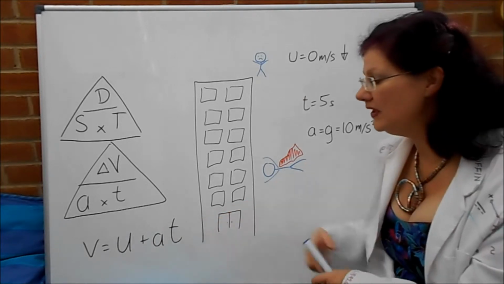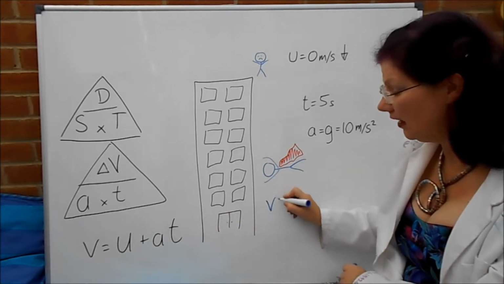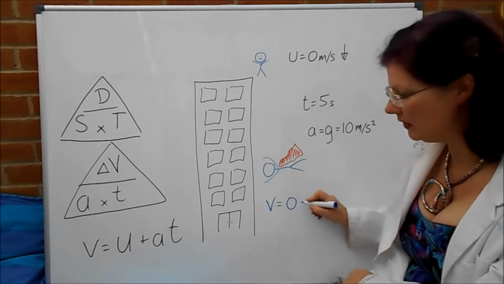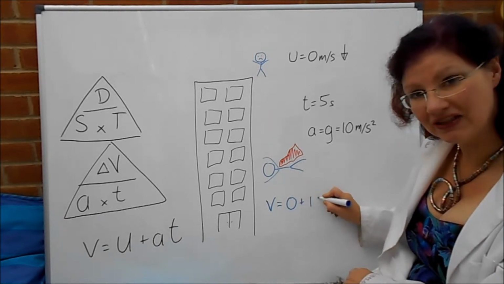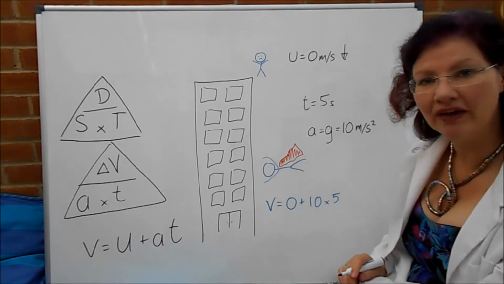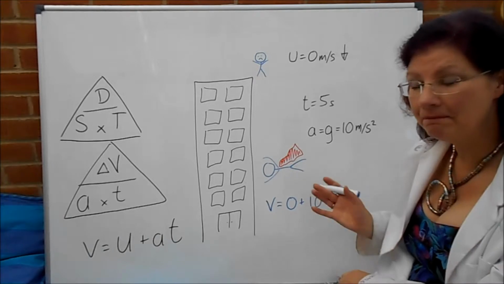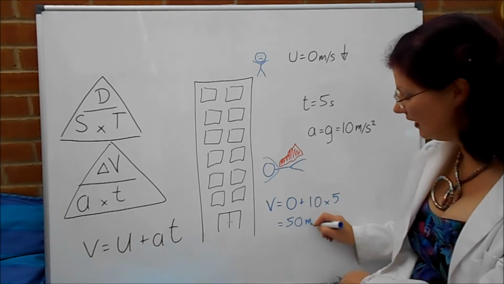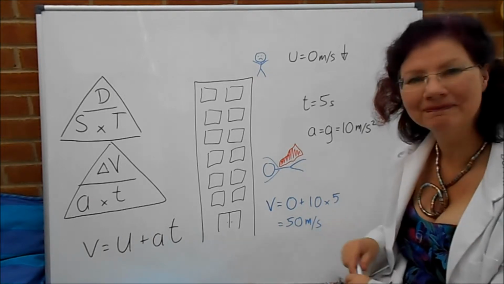So using the formula down here, V, our final velocity, equals U, our initial velocity, which is 0, plus A, our acceleration, which is 10, times T, our time, which is 5. And pretty obviously, again, that lot comes to 50. So your final velocity is 50 metres per second.